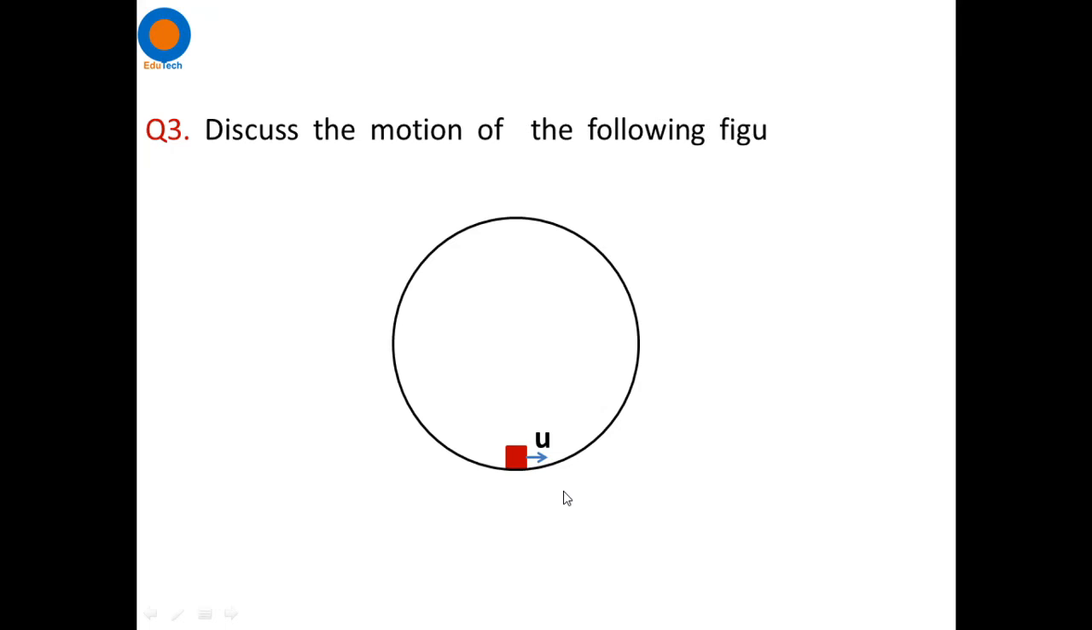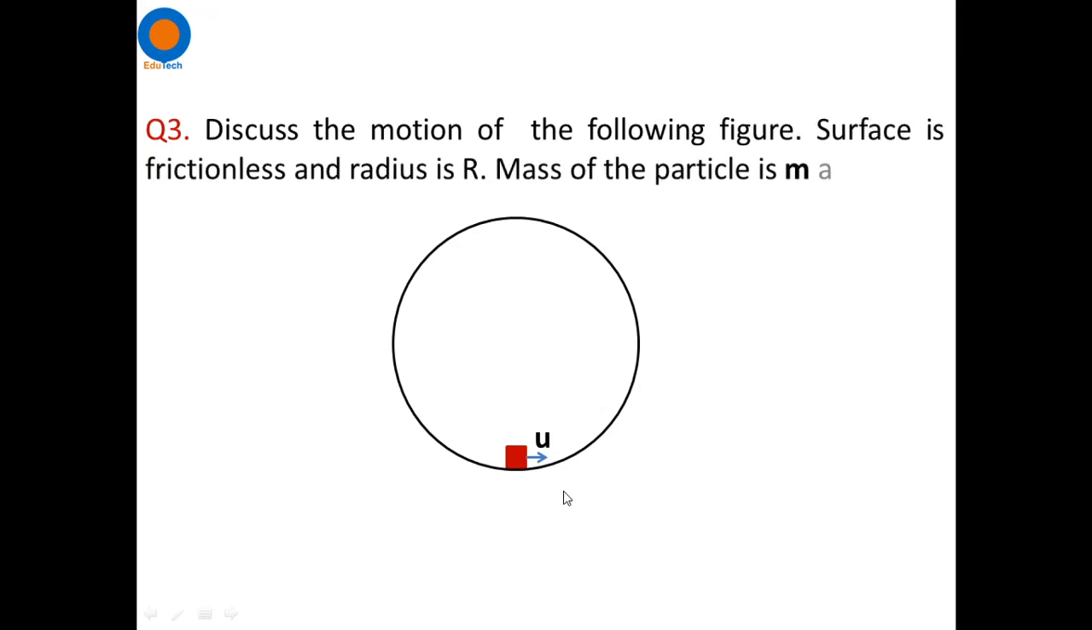Please note it down. Discuss the motion of the following figure. Surface is frictionless and radius is r. Mass of the particle is m and initial velocity is u. See here, I have not put up the straight question asking what is the condition on initial velocity u for the particle to complete the circle. I have just simply written, discuss the motion of the following figure. It is very important from the point of view of Olympiad questions also, where they give a very general statement. Therefore I have written on the same pattern, discuss the motion of the following figure.